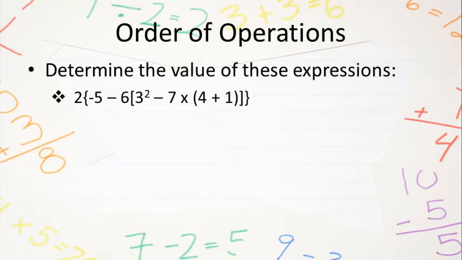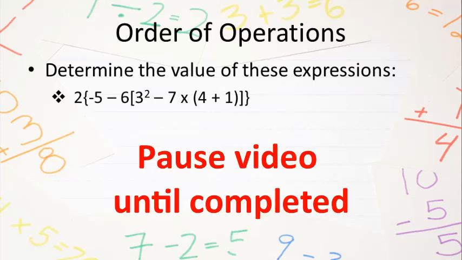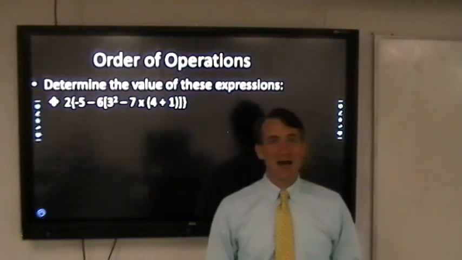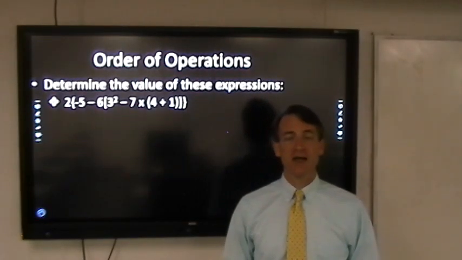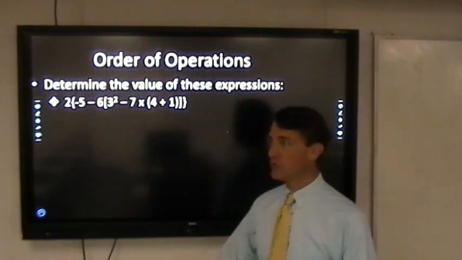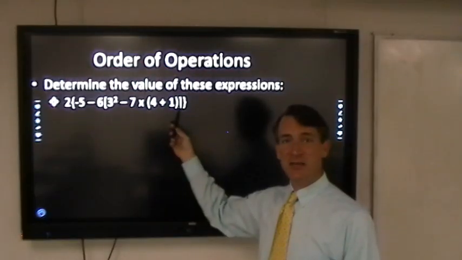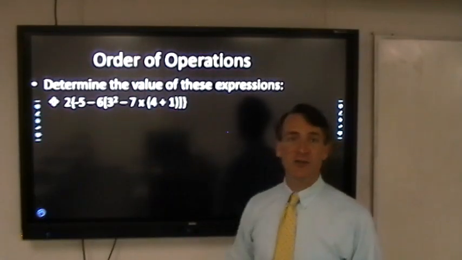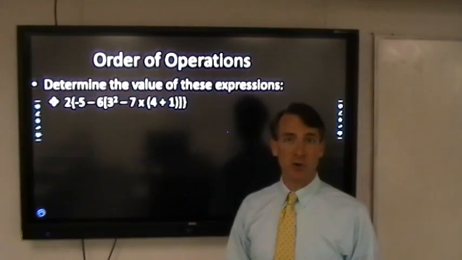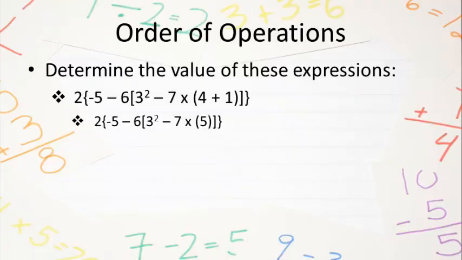Here we have 2 times the quantity, negative 5 minus 6 times the quantity, 3 squared minus 7 times the 4 plus 1. Now once again, I have several symbols of inclusion. I need to start with the innermost symbol of inclusion, which is this 4 plus 1. Even though it's on the end, it is recessed in other symbols of inclusion the most. So that's where I'm going to start. Of course, 4 plus 1 is 5.